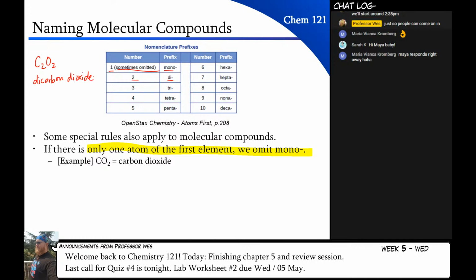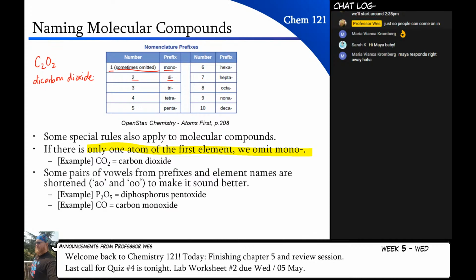And so if there's one of the first element, that's the only time you omit a prefix. So you omit mono in that case. Now, in some cases, you're going to get a weird vowel combination. And what we do is we drop the last letter on the prefix to make it sound better. So if you get an A and an O together, or an O and an O together, drop the first letter to make it sound better.